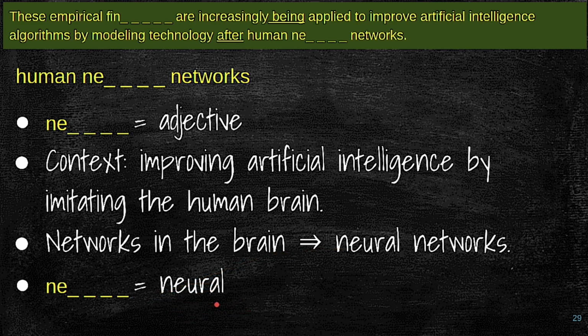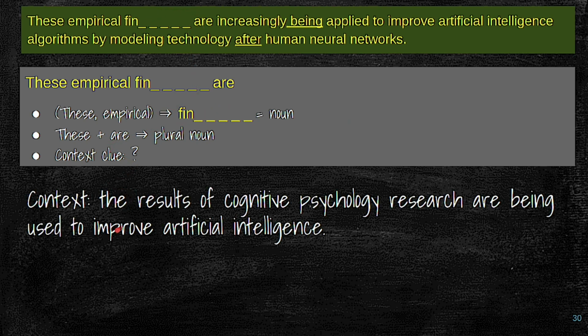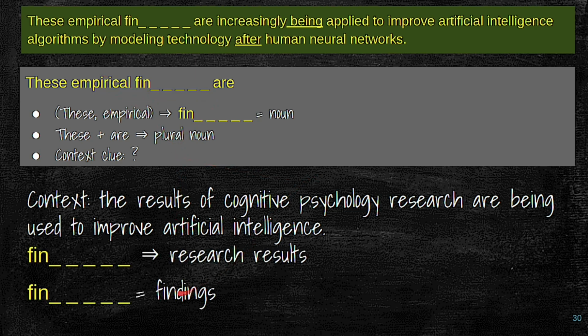Go back to blank 7. These empirical are increasingly being applied to improve artificial intelligence algorithms by modeling technology after human neural networks. Now, the meaning of the sentence is clear. It says that the results of cognitive psychology research are being used to improve artificial intelligence. Therefore, the missing noun must mean research results. The academic word for research results is findings. The plural noun beginning with is findings.